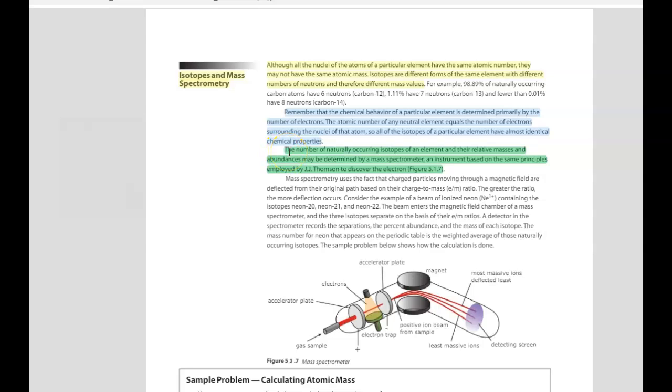It is the mass spectrometer, which I'll talk about in a moment, this device that looks sort of like J.J. Thomson's cathode ray tube, that is used to figure out what the isotopes are for an element and what their percent abundance is. What percentage of the atoms of a particular element are each isotope. And I'll explain how a mass spectrometer works, at least in a real basic sense, right now.